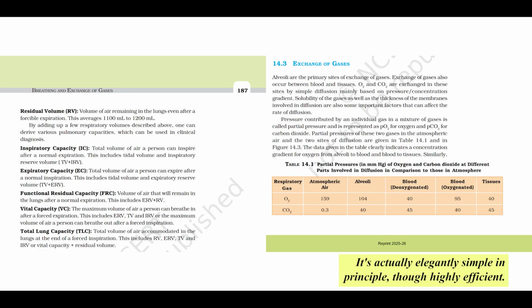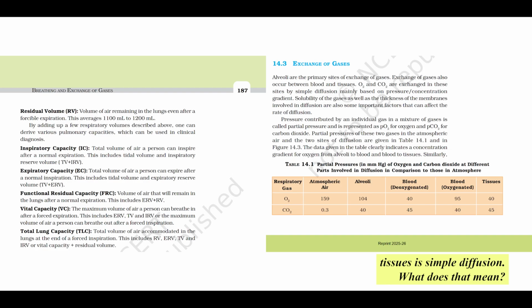It's actually elegantly simple in principle, though highly efficient. It's not active pumping. It's driven by simple diffusion. The primary sites for this gas exchange are, as we mentioned, the millions of tiny alveoli in the lungs. But remember, exchange also occurs between the blood and the body tissues throughout your system. The key mechanism, both in the lungs and tissues, is simple diffusion.